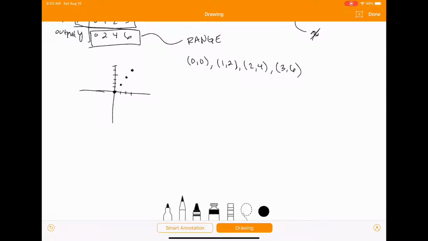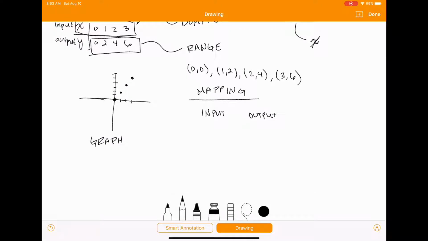Now, another thing you can also do is draw a mapping diagram. So this is the graph, and then we can also do a mapping diagram where you just have all your inputs on one side and then your outputs on the other. So we write all of our inputs below, so 0, 1, 2, 3, and then our output 0, 2, 4, 6, and then you draw arrows from your input to the output that it corresponds to. So for this case, they're all just going to be straight across.